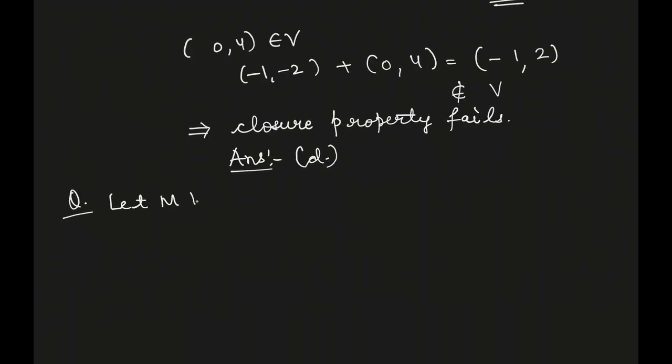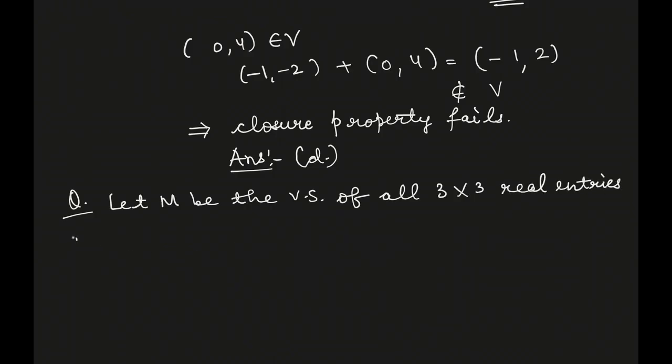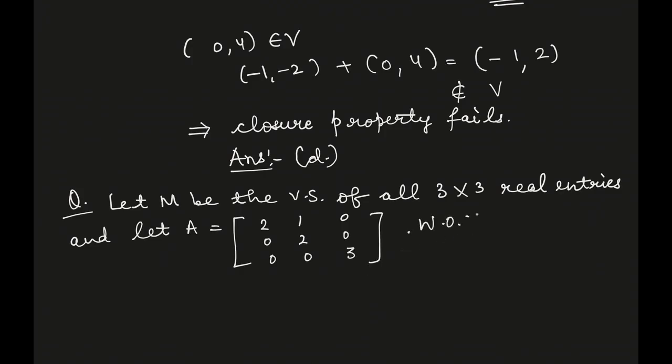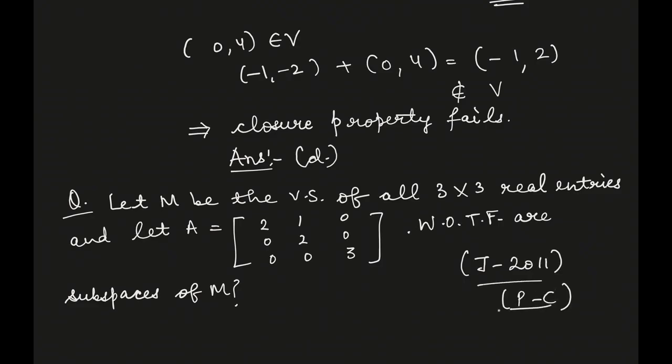Let M be the vector space of all 3x3 real entries matrices, and let A be equal to the matrix 2 0 0, 1 2 0, 0 0 3. Which of the following are subspaces of M?